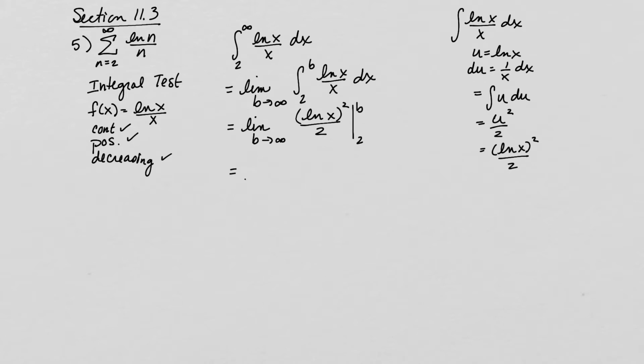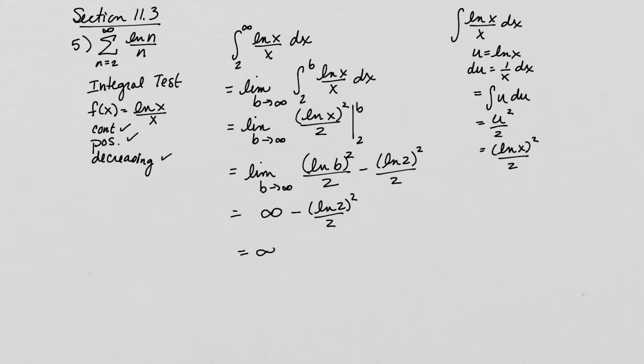And so if we plug in b, we have the limit as b approaches infinity of the natural log of b squared over 2 minus the natural log of 2 squared over 2. And if I plug in infinity, that first piece is going to end up being infinity. The second piece is this natural log of 2 squared over 2. So the whole entire thing is infinity, which means it diverges.